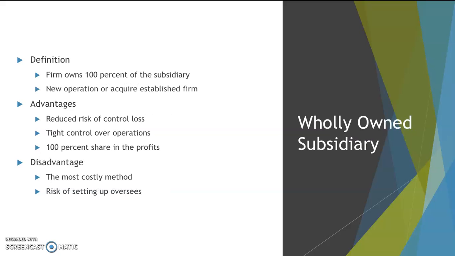The next option is a wholly owned subsidiary. There are 2 options here. You could establish a new operation or acquire one that's already established. The advantage is that you would have 100% control, which means you would also have 100% of the profits. However, this is the most costly method and can be the most risky.